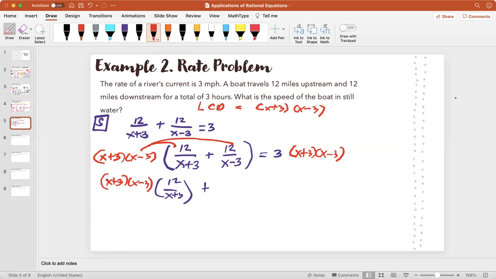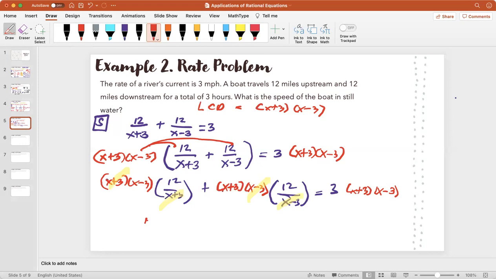All right, so this is 12 over x plus 3 plus the same LCD, x plus 3 times x minus 3 times your 12 over x minus 3. And this is still the same, 3 times x plus 3, x minus 3. We can now cancel x plus 3. Here we can cancel x minus 3. Therefore, you have 12 times.